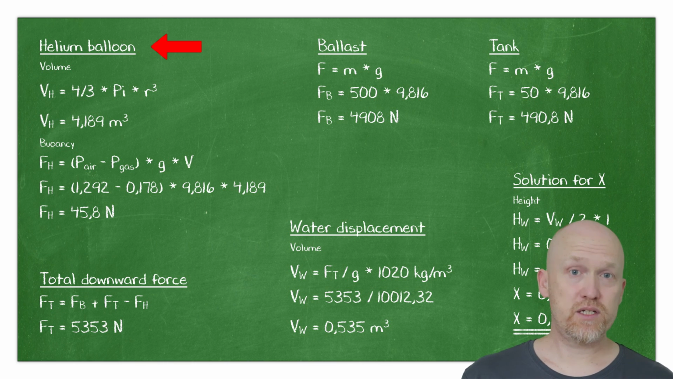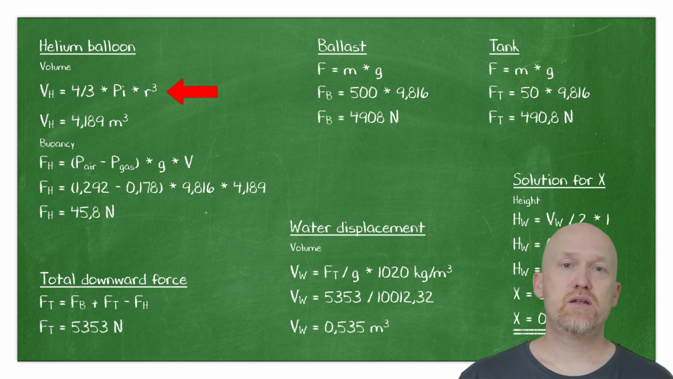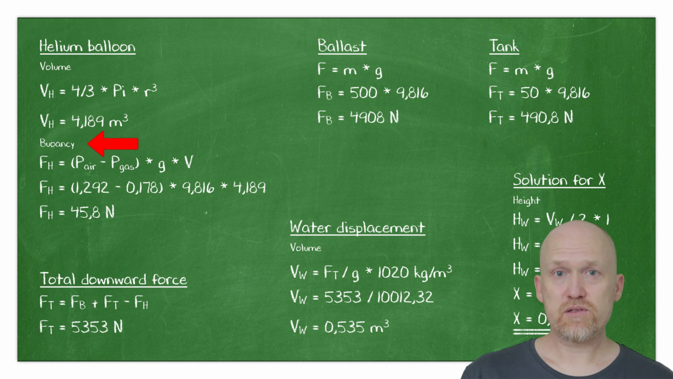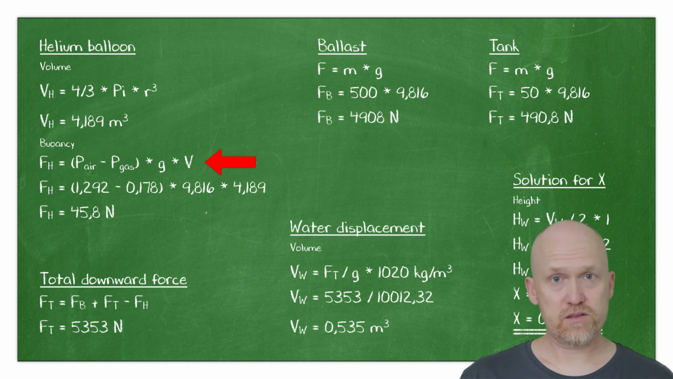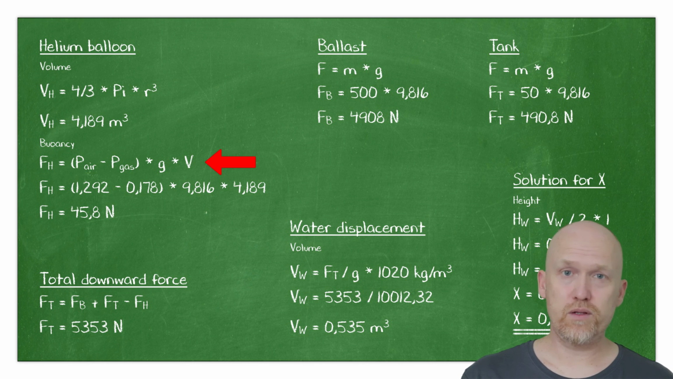First, we gotta know how much helium is in the balloon. Since the balloon is a sphere, we can calculate the volume using this formula. Next, we gotta know how much buoyancy the helium exerts. Helium has weight, and gravity is actually pulling the helium down. It just happens that heavier gases are being pulled harder, which in turn forces the lighter gases upwards. We can calculate this buoyant force by multiplying the density difference of air and helium with the gravitational acceleration and the volume of the balloon.